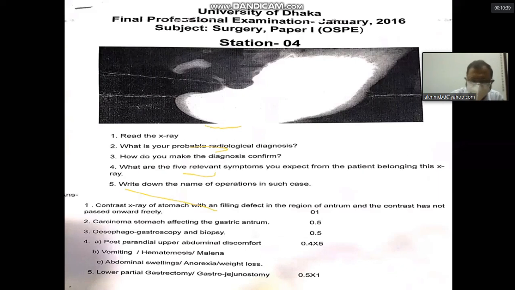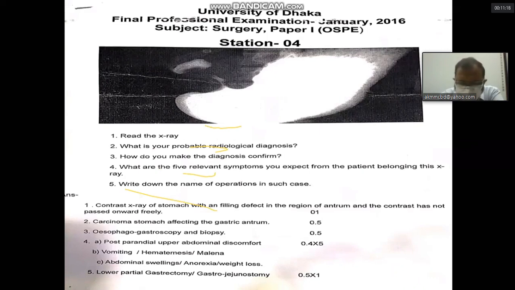Other symptoms are vomiting and hematemesis; you can write those, that will be okay. The last one is abdominal swelling, as the part is narrow enough to produce a visible lump. So a palpable or visible lump will be there. So abdominal swelling or abdominal lump, and also anorexia and weight loss. Anorexia and weight loss are symptoms of malignancy. So you only write down three, that will be enough.